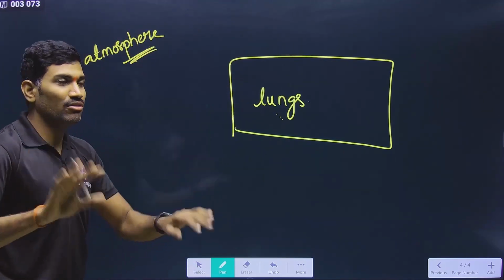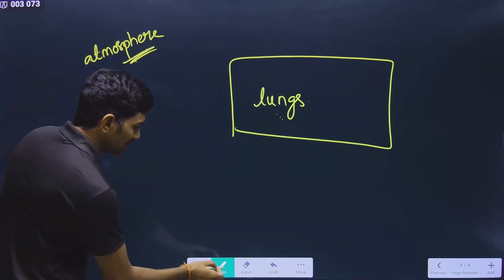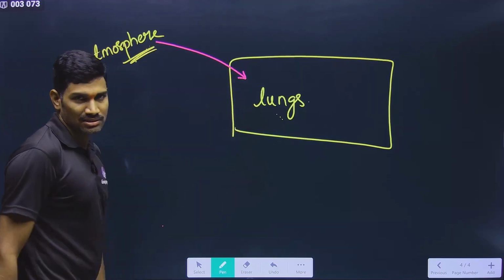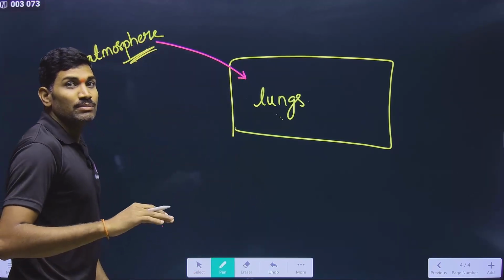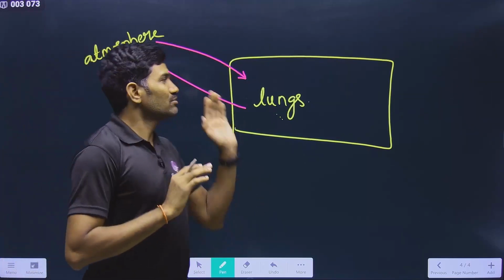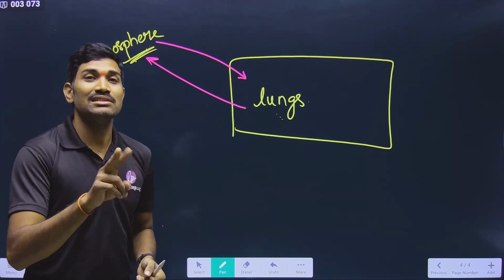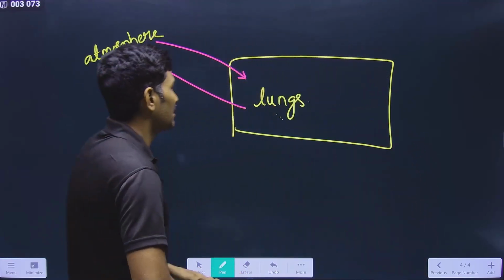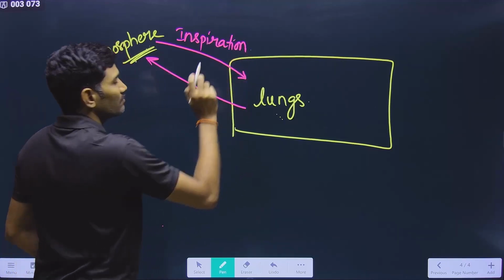Understood or not? Now you are saying air always moves from high pressure to low pressure. Here, understand one point. During inspiration, air comes from the atmosphere into the lungs, but during expiration, it goes from the lungs to the atmosphere. Air moving like this means pressure is changing. Just now we said air always moves from high pressure to low pressure. This is the inspiration, and this is the expiration.